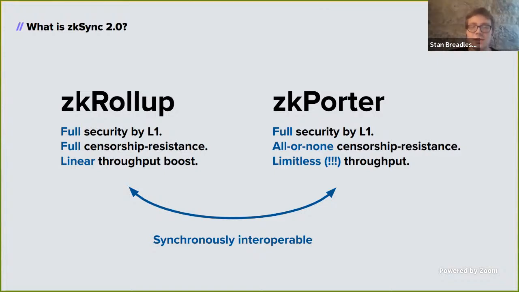So while rollups inherit full censorship resistance from the underlying chain, zkPorter will allow either everyone to exit or nobody to exit. And in return for this small drawback, it offers limitless throughput. So the fees are comparable to other sidechains. And as I said, these two parts, zk rollup and zkPorter, are synchronously interoperable. That means that retail users and whales can all coexist together in a single big ecosystem.